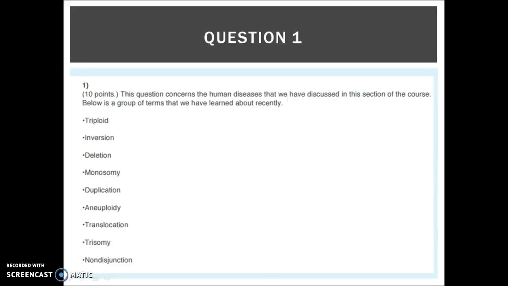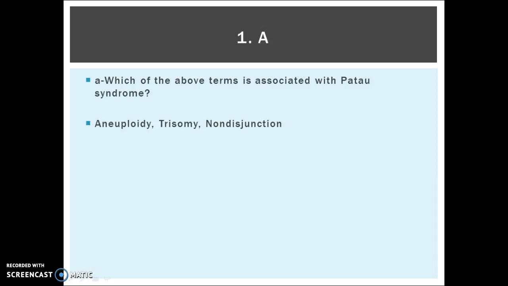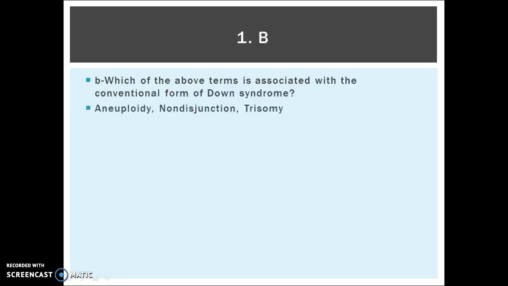Alright, number 1. This question concerns the human disease that we have discussed in this section of the course. Below is the group of terms that we have learned about recently: triploid, inversion, deletion, monosomy, duplication, aneuploidy, translocation, trisomy, and non-disjunction. So 1A. Which of the above terms is associated with Patau syndrome? And I say it's aneuploidy, trisomy, and non-disjunction.